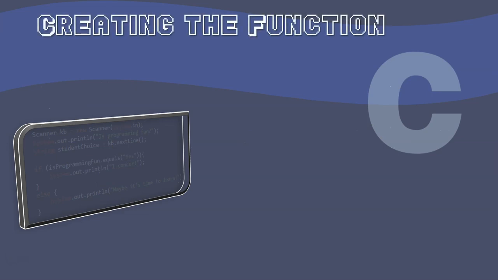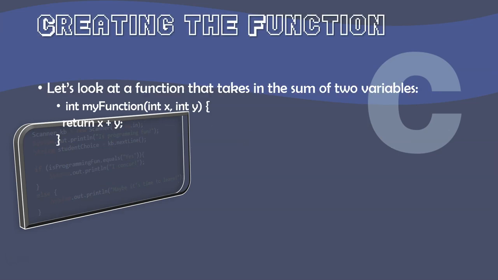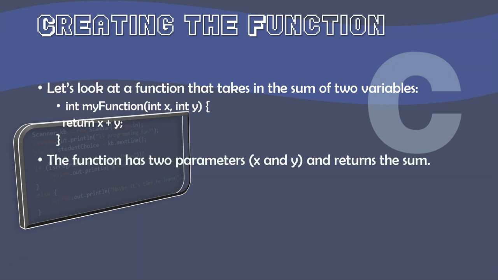So let's actually look at creating a little bit of a function here. If we take a function that just simply takes in the sum of two variables, so let's just say my function is int x, y, well, that would just return x plus y. If we examine this just a little bit more, we of course can see we have two parameters, x and y, both of those are type int, and all this function does is return the sum of those two. And that's really all it's doing.